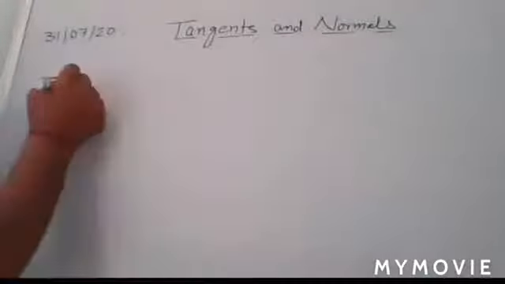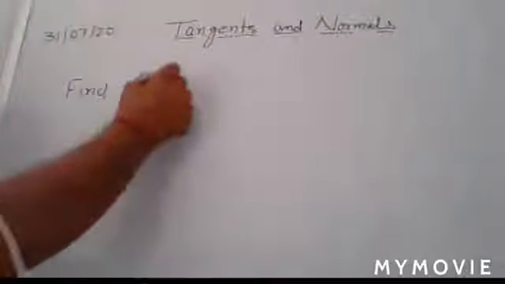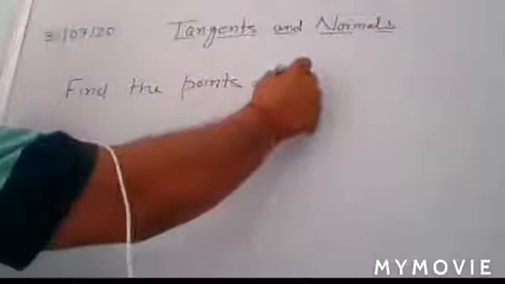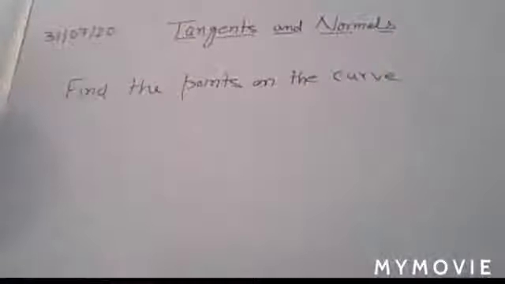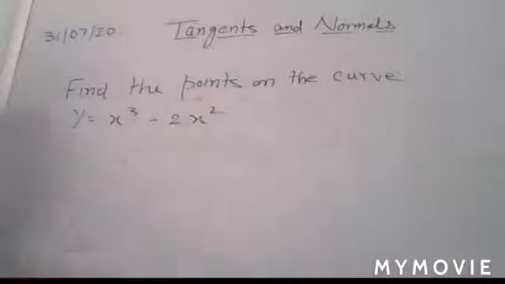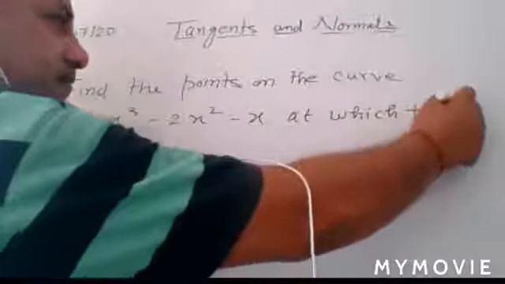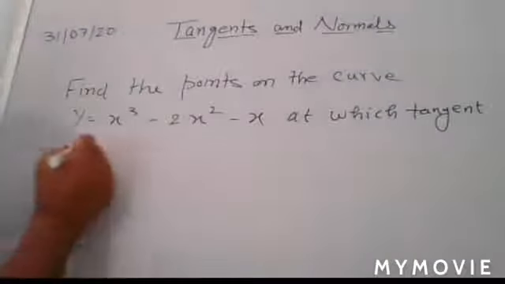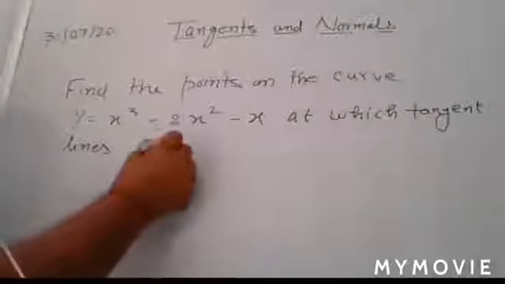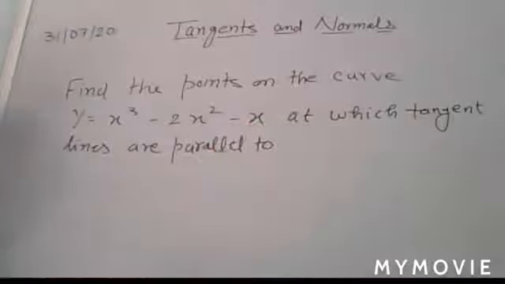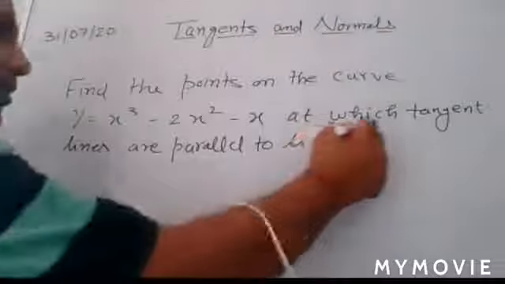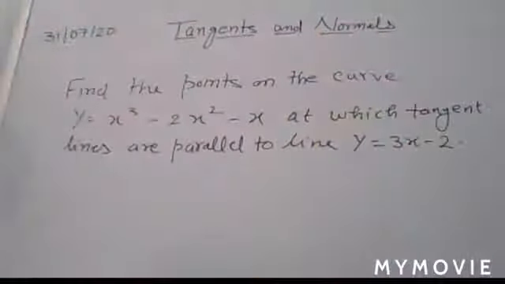Find the points on the curve y is equal to x cube minus 2x square minus x, at which the tangent lines are parallel to the line y is equal to 3x minus 2.